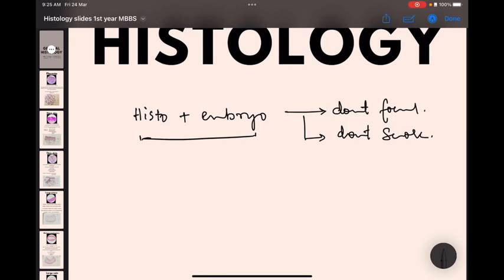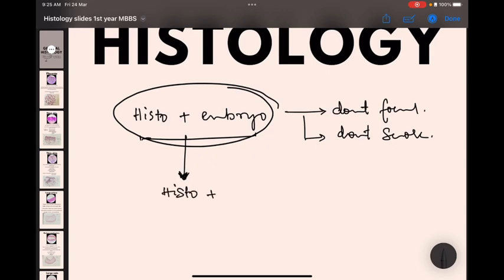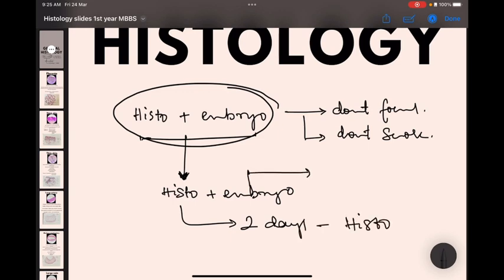Around 1 week is enough to complete the entire histology and embryology. So if you give 1 week, you can complete the entire histo and embryo. Around 2 days is enough for histo, and then for embryo around 3 to 4 days.